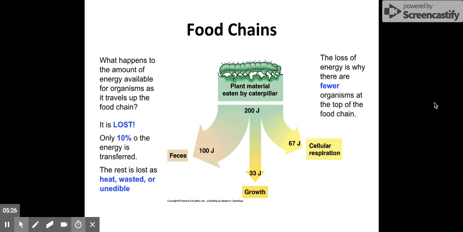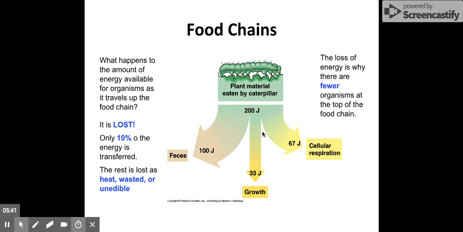Unlike the recycling of matter, the transfer of energy is incredibly inefficient. As a rule of thumb, only about 10% of the energy available to one trophic level moves on to the next one. To understand why, look at the diagram of the caterpillar pictured here.